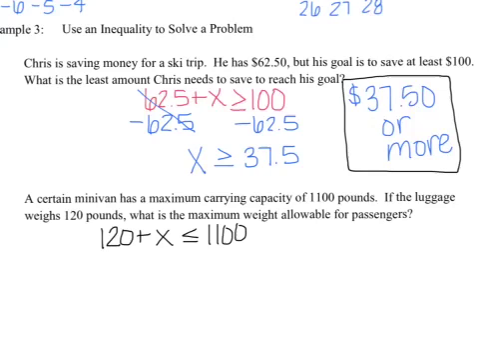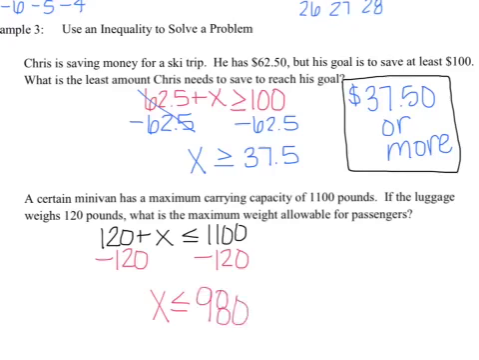Okay, so now we need to figure out how much the people can weigh. We've got the 120 pounds of luggage, and then we are adding on some amount of weight for the passengers, and that has to be less than or equal to that 1,100. So we can subtract this 120. So that means x is less than or equal to 980.